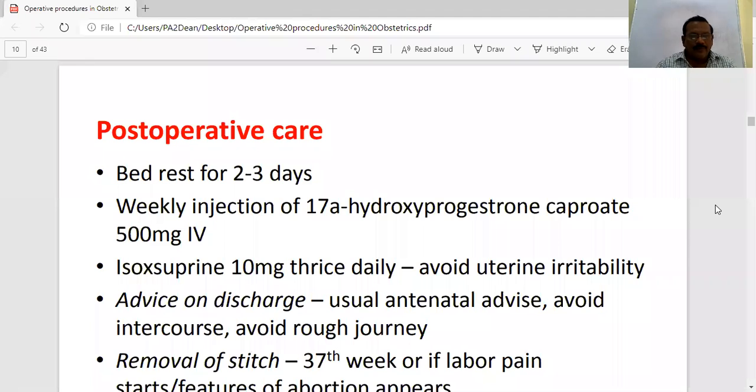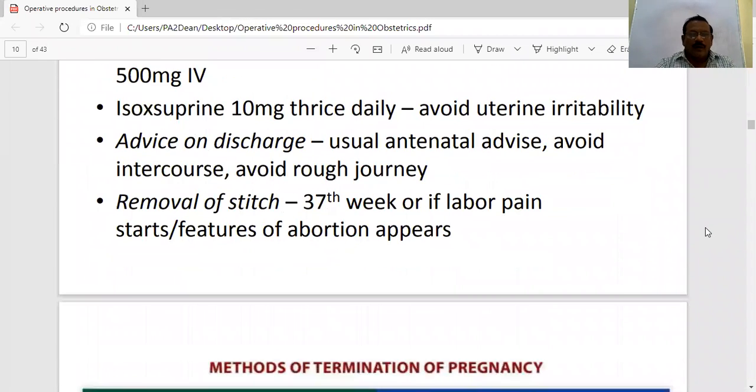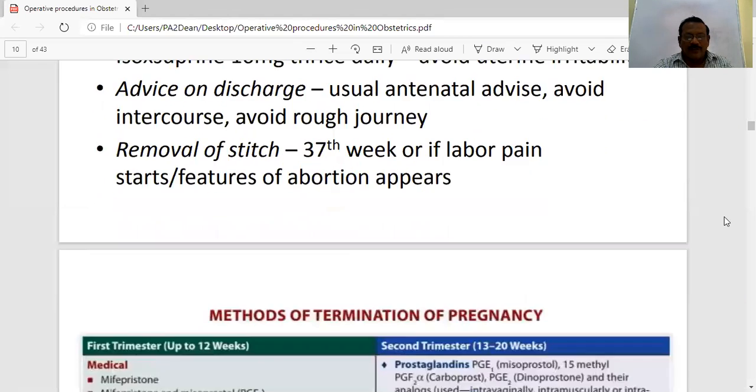This is to avoid uterine irritability. Advice on discharge is the usual antenatal advice: avoid intercourse and avoid rough journeys. Removal of the stitch: we have to remove the stitch at the 37th week of pregnancy when the fetus attains clinical viability, or if labor pain starts or the features of abortion appear, then we have to cut down the stitch. If we retain the stitch without cutting, it will tear the cervix and cause cervical tears. The patient goes into labor or abortion with the stitch.